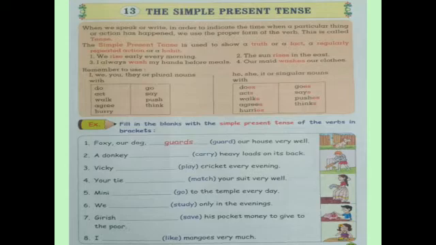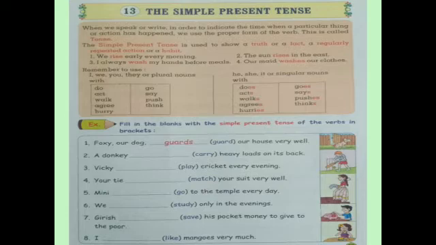Fifth sentence, Minnie go to the temple every day. Again, the given verb is go, and it is singular. It's talking about a singular noun. So the answer will be Minnie goes to the temple every day.